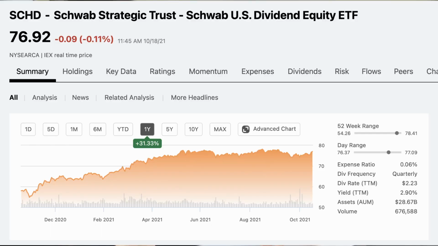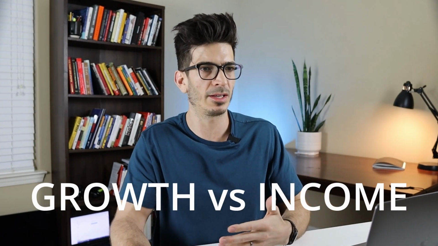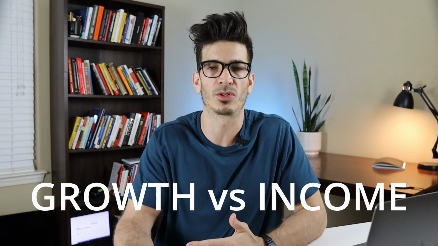SCHD, on the other hand, has a yield of 2.9%, meaning that that same $1 million portfolio would earn roughly $29,000 in dividends, which is more than twice as much as you'd be earning compared to VOO. So if you're more focused on income, SCHD is going to be the winner. But in order to calculate total return, we still need to factor in capital appreciation. VOO shines in this category, and generally speaking, this is the trade-off you're going to encounter when you're choosing between a dividend yielding fund and something more towards growth.